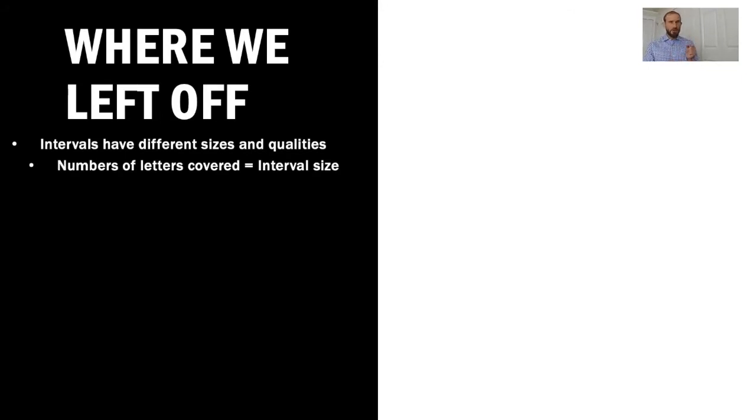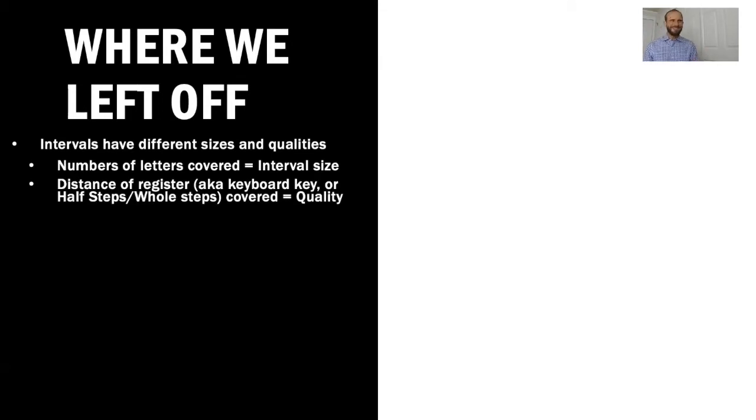And it's also important to notice it's always going in one way: A, B, C, D, E, F, G, A, B, C, D, E, F, G. You don't go backwards to determine the size. You always go to the right. Does that make sense? Like you would read it. So if you're talking about an interval from C to E, you'd have C, D, E. That's a third. Meanwhile, distance of register, or how many keys you move, also known as half steps and whole steps, that distance covered is equal to the quality of that interval.